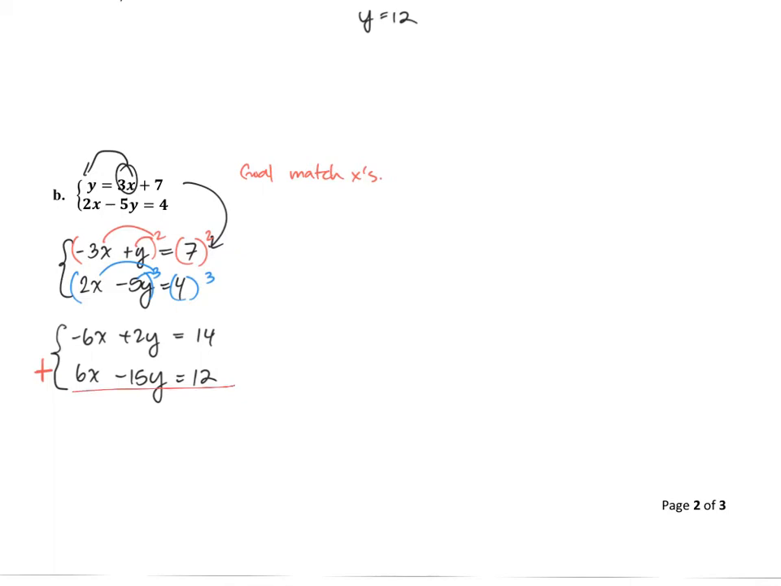So negative 6x plus 6x is going to be 0. And then 2y minus 15y is going to be negative 13y equals 14 plus 12, which is 26. All right, so let's divide both sides by negative 13. And we get that y equals negative 2. All right, so we've solved for y. Awesome. Now what we need to do is solve for x.